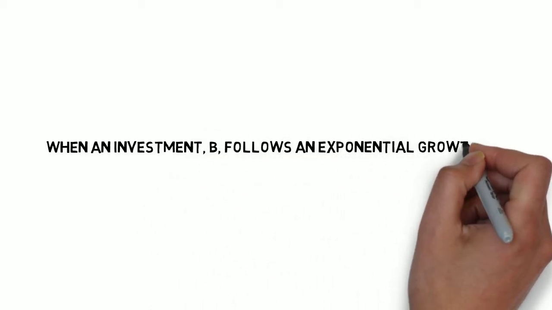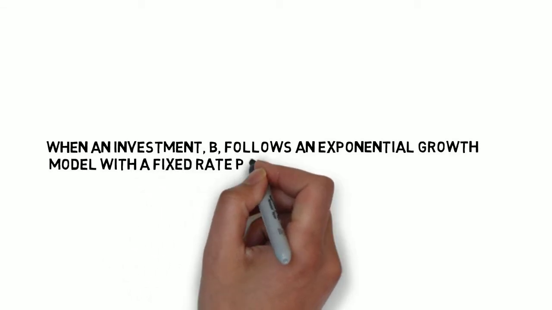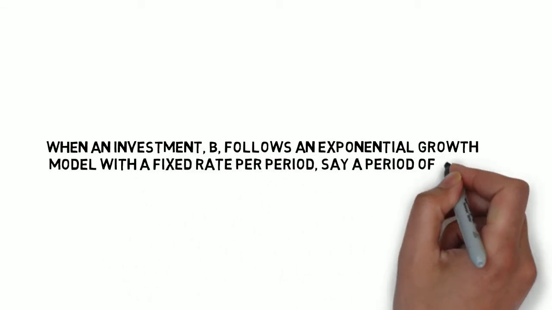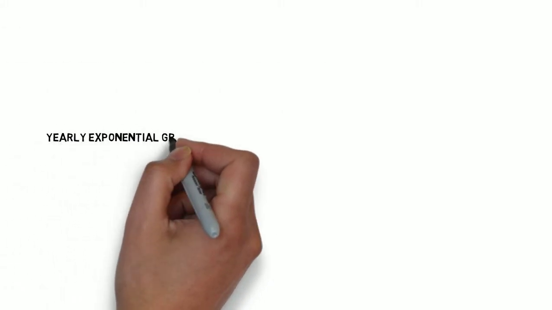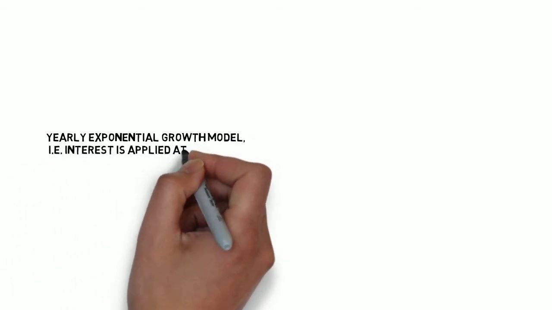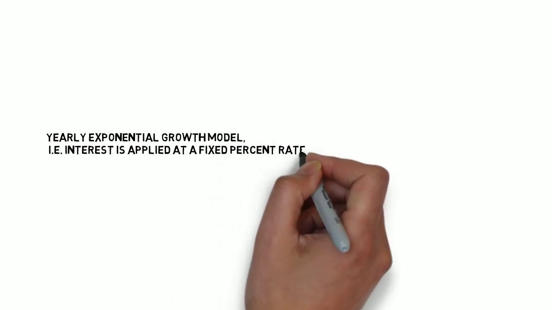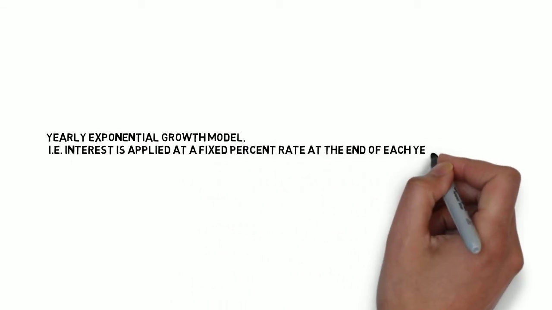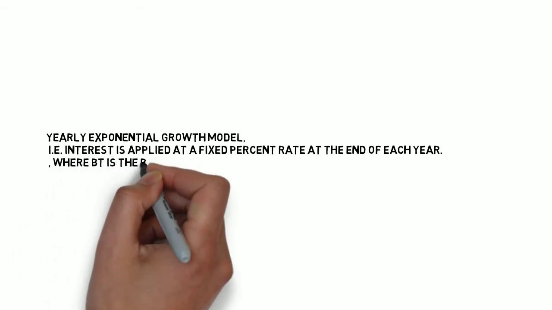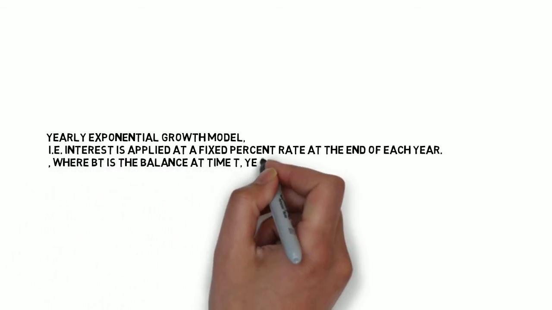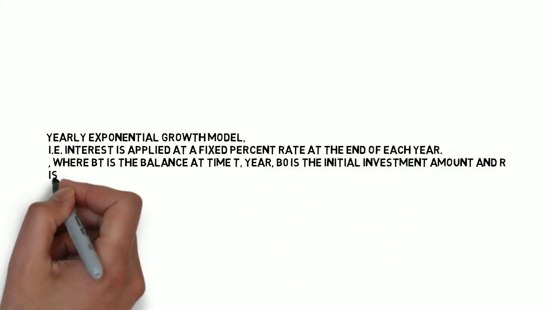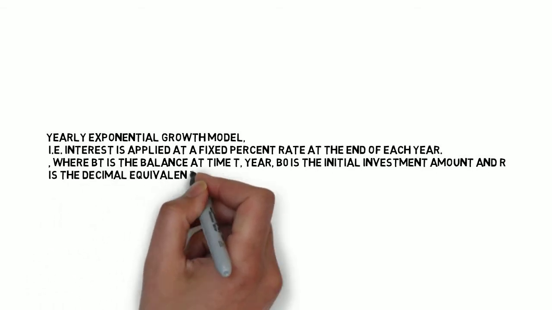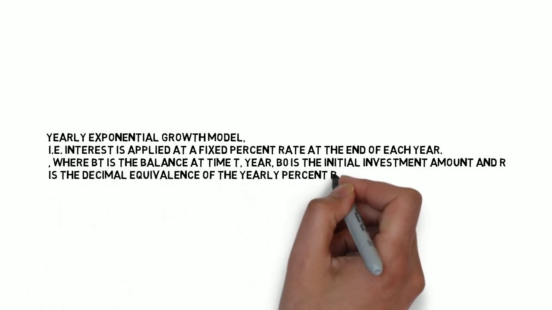Now, when an investment B follows an exponential growth model with a fixed rate per period, say a period of 1 year, the investment model with respect to time is written as follows. Yearly exponential growth model: interest is applied at a fixed percent rate at the end of each year. Bt equals B naught times (1 plus R) to the power of t, where Bt is the balance at time t in years, B naught is the initial investment amount, and R is the decimal equivalent of the yearly percent rate.